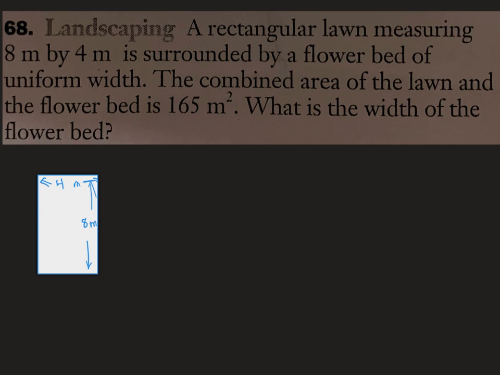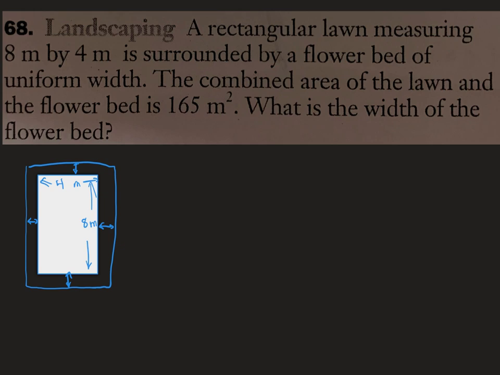All right, and it's surrounded by a flower bed of uniform width. So I'm drawing a blue flower bed all the way around. Uniform width means this dimension all the way around would be the same on all sides. And they did not mention how big that was. Okay, so the combined area of the lawn and the flower bed is 165. So they're basically saying the entire area.